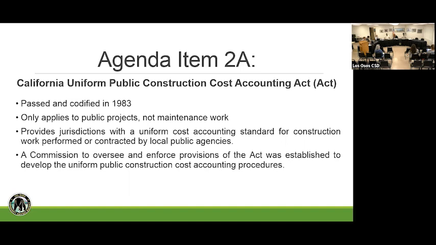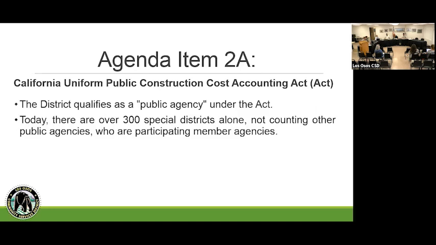It only applies to public projects. It's not like maintenance work. It provides us with a uniform cost accounting standard for construction work performed or contracted by a public agency. This is something that a lot of agencies have moved to, so it's something a lot of contractors are familiar with. They understand the requirements, and there is oversight by the state controller's office, and there are procedures we'll have to follow if we adopt the act. We do qualify as a public agency. In California, over 300 special districts use the act. Here in this county, most CSDs do, like Nipomo, Oceano, Templeton, Heritage Ranch, and Cambria. It's nothing new, even in our county.